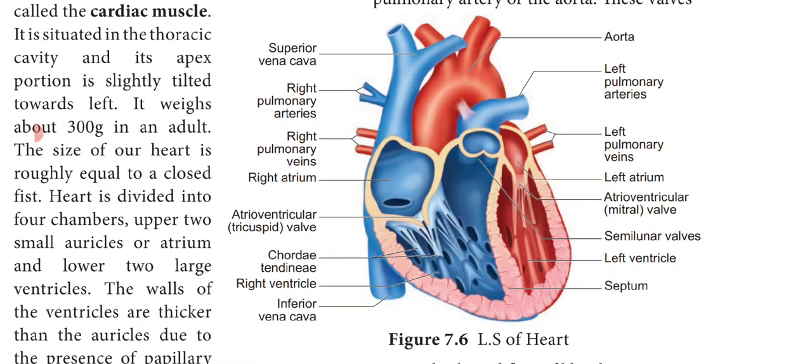Why is it called the semilunar valve? Because it looks like a half moon. Each semilunar valve is made up of 3 half moon shaped cusps. And the myocardium, the middle layer of the heart, the myocardium of the ventricle is thrown into irregular muscular ridges called the trabeculae carneae.